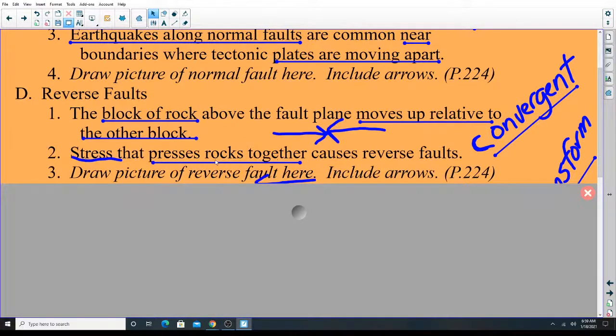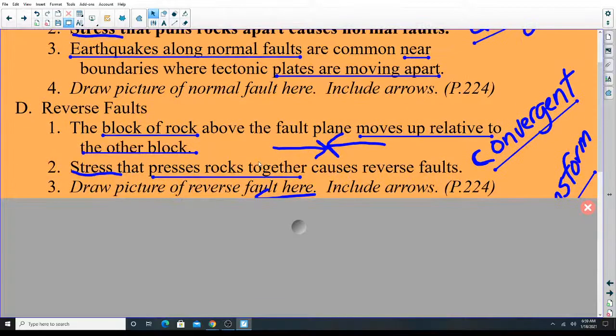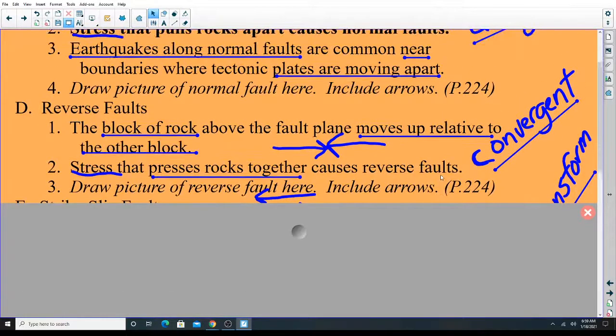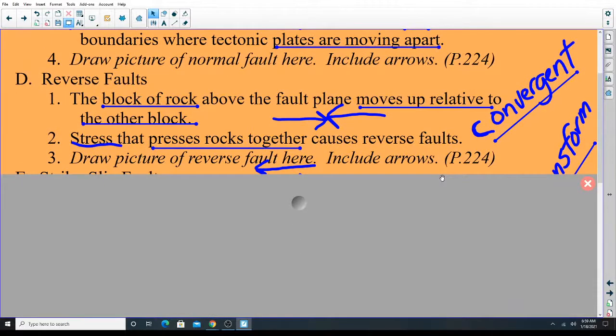Instead of the rocks being pulled apart, they're being pressed together. And instead of at a divergent boundary, it's at a convergent boundary. So every aspect of this is completely the opposite of a normal fault. So if you can remember what a normal fault is, then a reverse fault shouldn't be that hard to remember either, because it's the exact opposite.